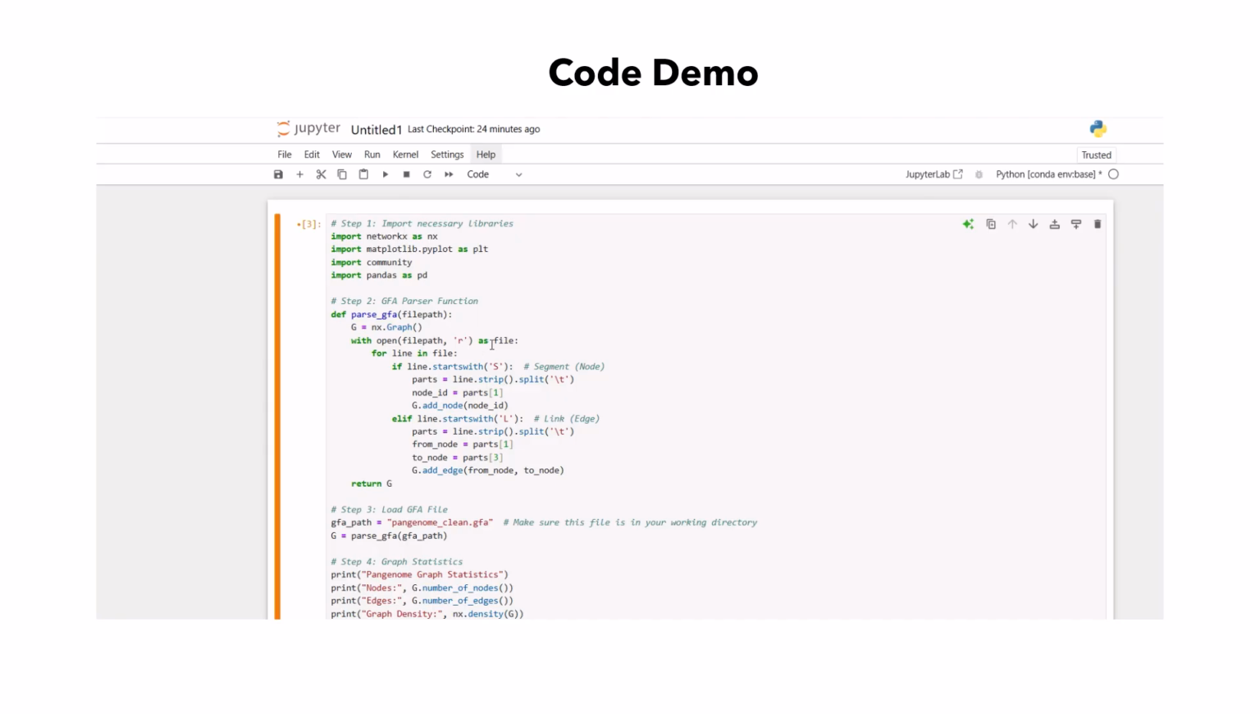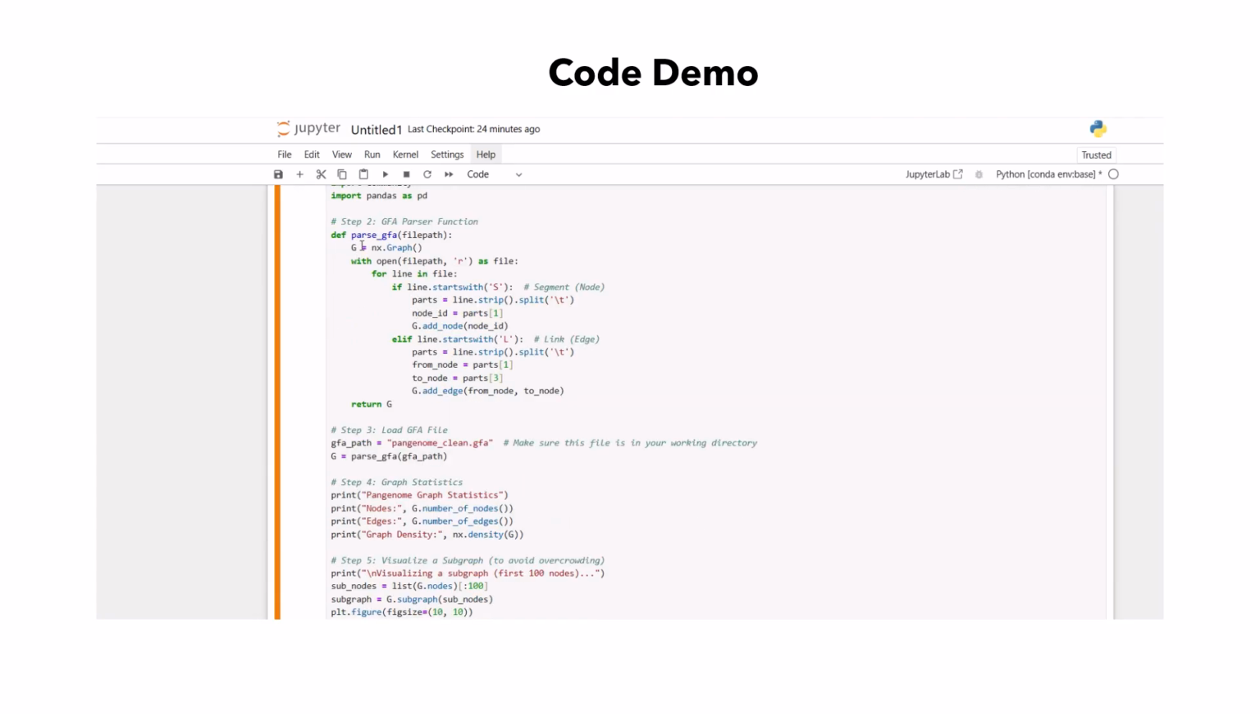This is the Python code that we use for the further analysis of the Pangenome graph. First, we need to import the necessary libraries, which include NetworkX, matplotlib, community, and pandas. All these libraries are familiar; the only new one is the community library. It is used for community detection within the graph. I will explain it later.